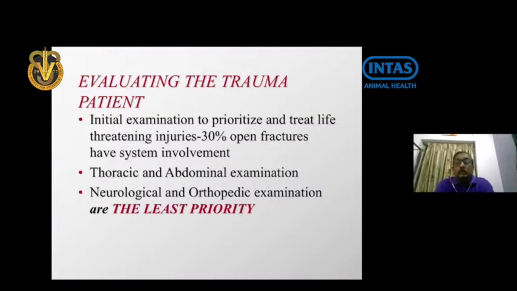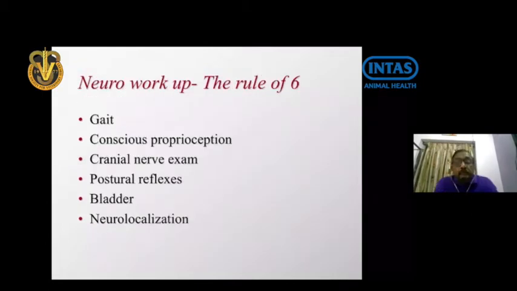As I told you, when you get your orthopedic cases or neurological cases, all these have a systemic involvement. So be very careful with every paraplegic dog. You don't need to immediately start looking at the neurological issue, but you need to look at the systemic involvement. Neurological and orthopedic examination are the last priority. You do it only in a stable animal. So for the practitioner, I simply put the rule of 6.